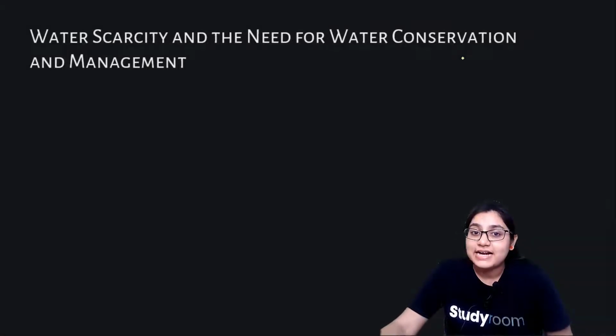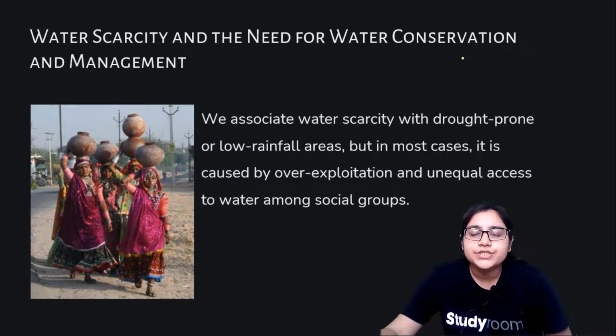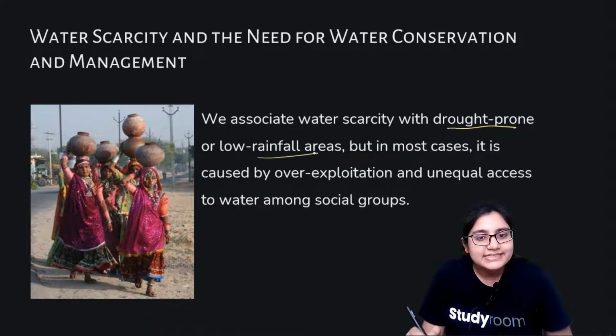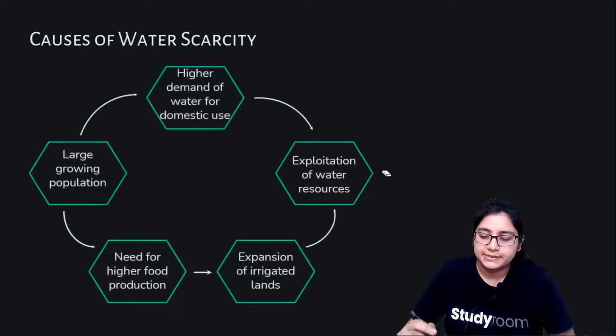But water scarcity is the problem of the hour, and the need for water conservation and management is very real. So we often associate water scarcity with the drought prone or low rainfall areas. But in most cases, it is caused by overexploitation and unequal access to water among social groups. Right? So, causes of water scarcity.